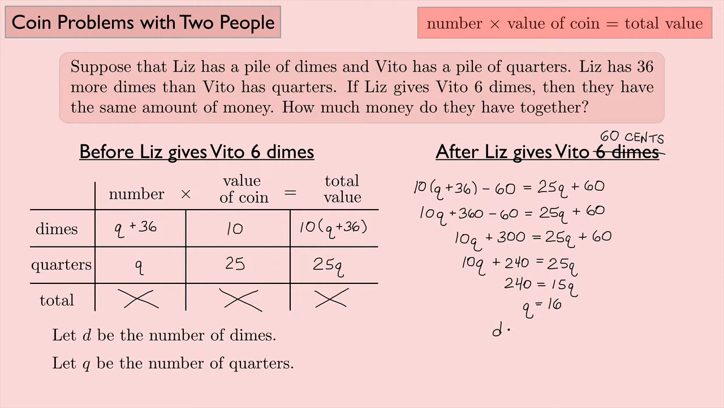To get the number of dimes, well, the number of dimes was the number of quarters plus 36. So that's just 16 plus 36, and that gives us 52.